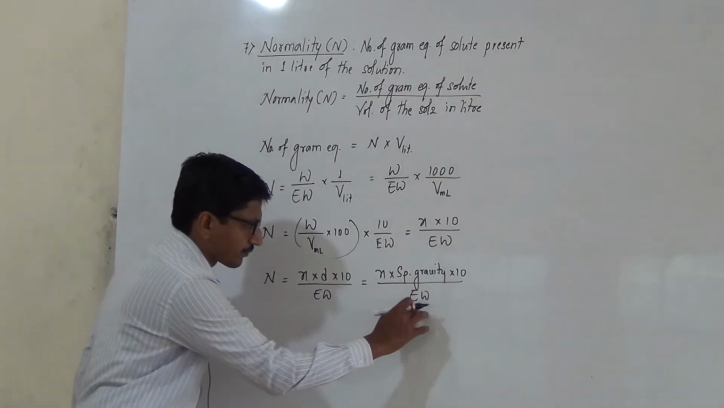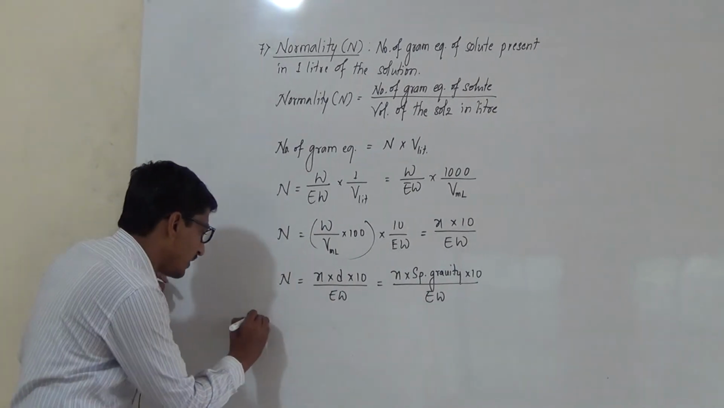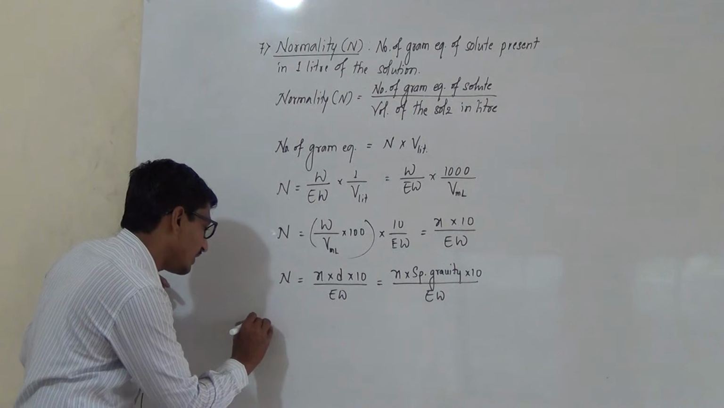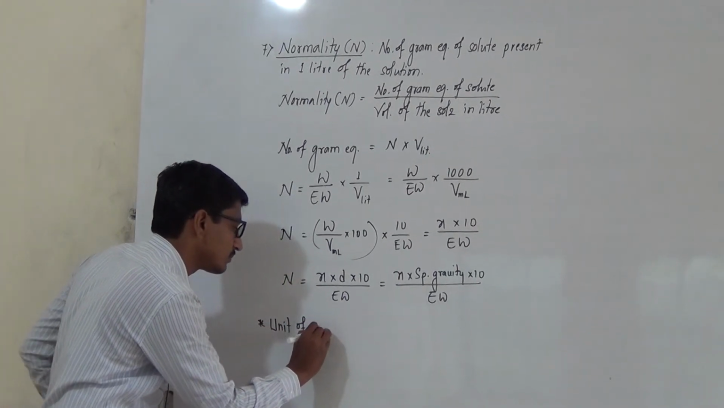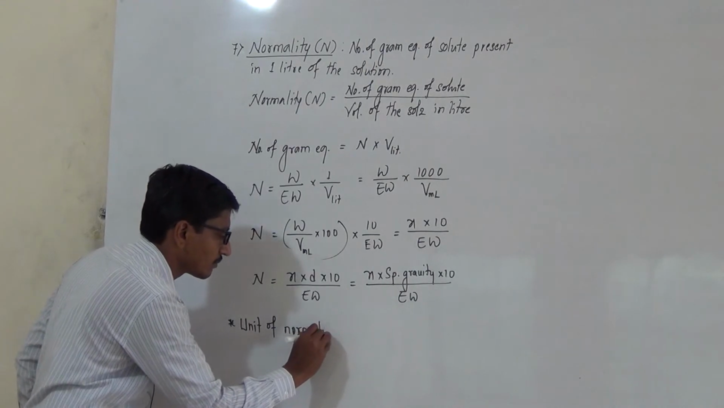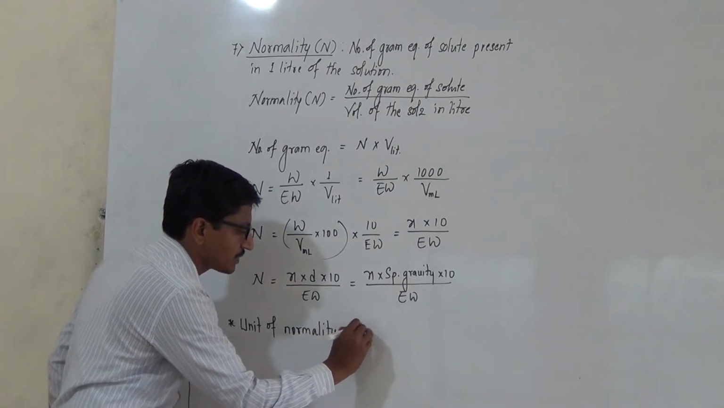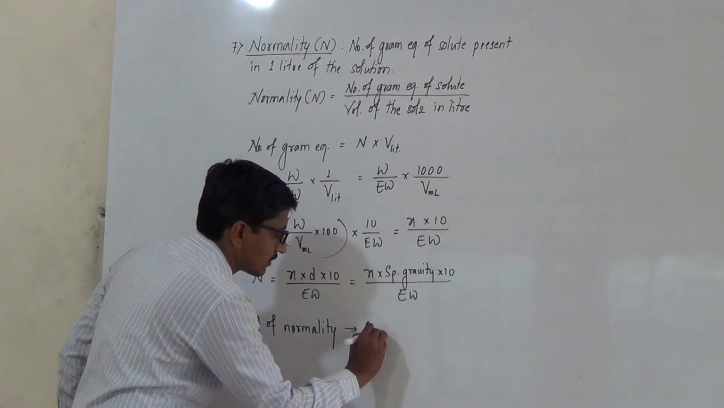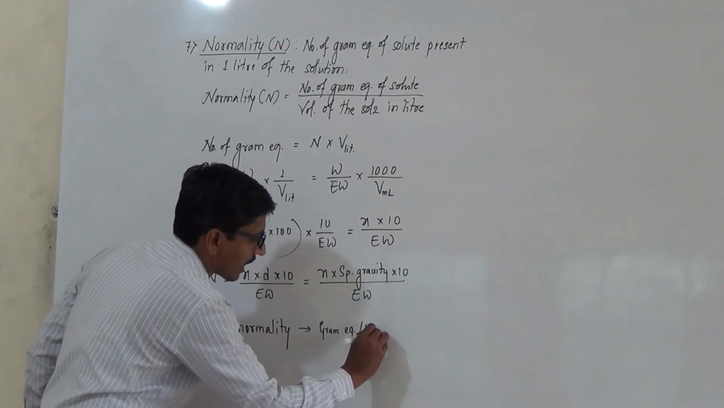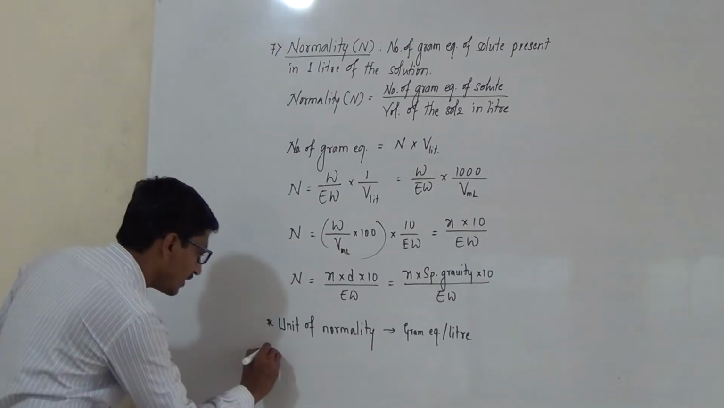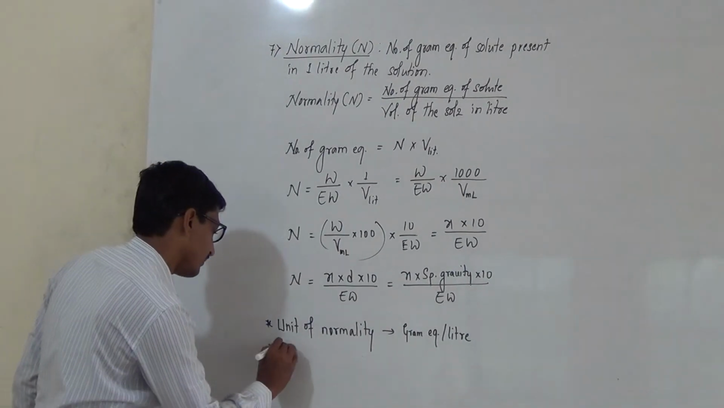And the unit of normality is gram equivalent per liter, and it is also temperature dependent.